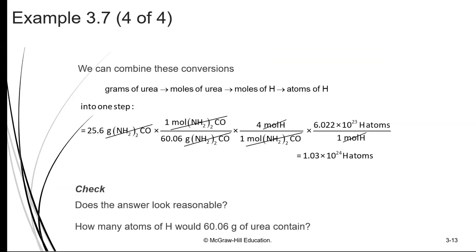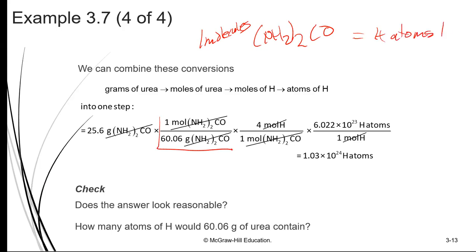So we took that 25.6 grams and we've changed it to moles by using its molar mass. Now we know that for one NH2CO, there's really 4 hydrogens there. So one of these molecules has 4 atoms of hydrogen inside. That means 1 mole of that compound is 4 moles of hydrogen, like what we have here. And then we can use Avogadro's number to convert those moles into atoms. And so this is how many atoms it would contain.